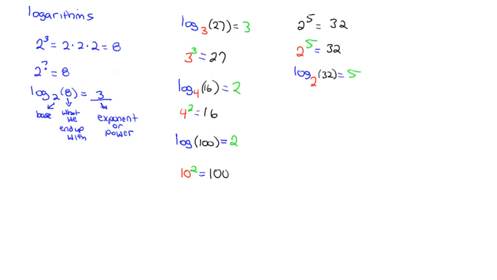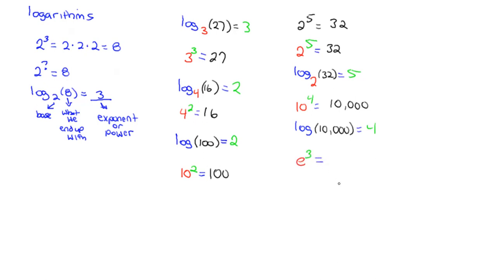Let's look at another one. If I have 10 to the 4th, well, that's going to equal 10,000. And then if I want to rewrite this in logarithmic notation, I write the word log and I see the base is 10, so I don't have to write it. I know I ended up with 10,000 and the exponent is 4. That's what it's equal to. So it's going to be log of 10,000 is equal to 4.